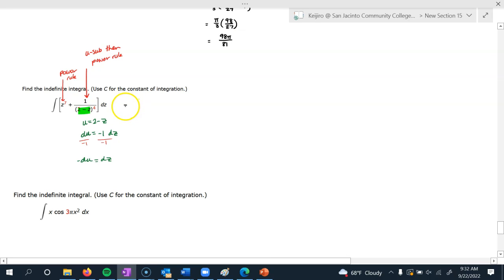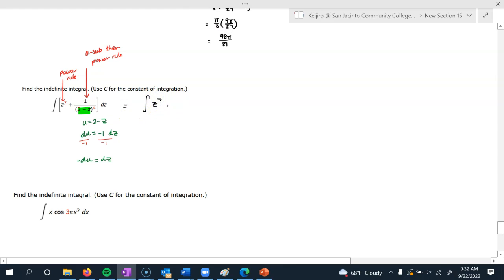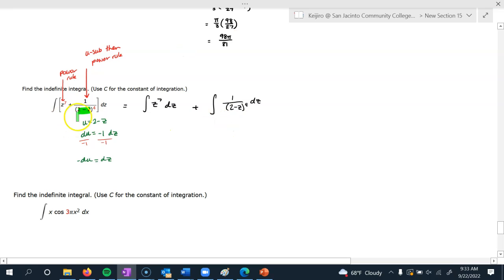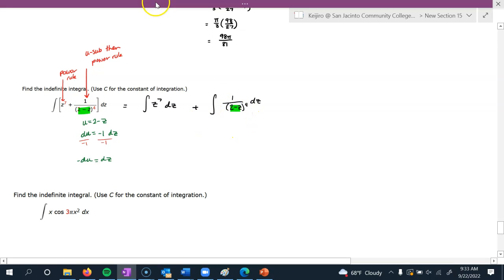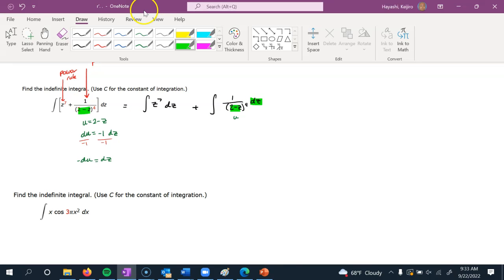So what I would do is split this up into 2 separate integrals, just so you can deal with them separately. One integral will be z to the 7th dz, and the other integral will be the integral of, let's just say, 1 over 2 minus z to the 4th dz for now. Okay. But if we've allowed this 2 minus z to be u, and according to this dz can be replaced by negative du.